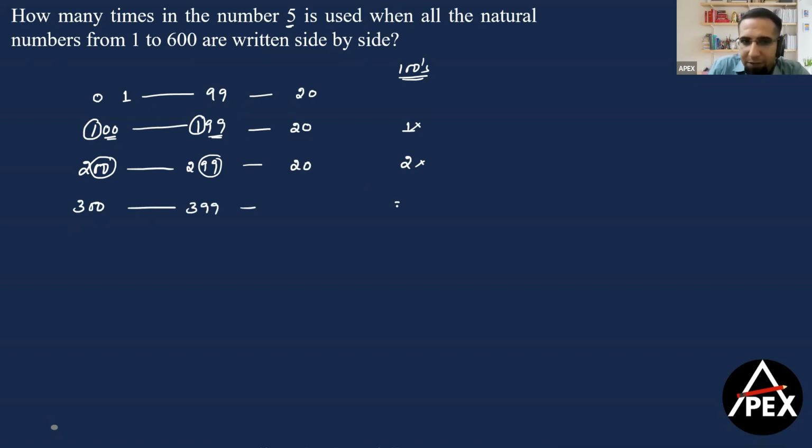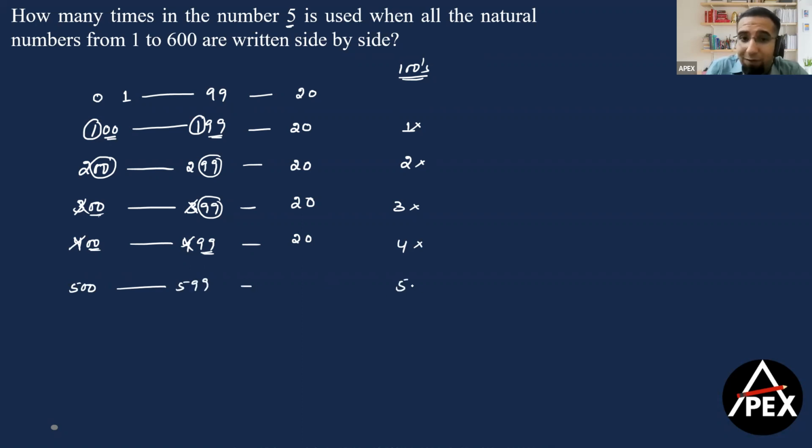What is in the hundreds place? The hundreds place has 3. Cancel all the 3s because 3 is not to be counted. If I ignore all the 3s, I'm again writing from 00 till 99, which means I have 20 fives. Similarly, 400 till 499. What is in the hundreds place? 4. Am I supposed to calculate 4? No. So cancel all the 4s. If I cancel all the 4s, from 00 to 99, how many 5s am I writing? I'm writing 20 fives. Now comes the most important point, from 500 till 599. What is in the hundreds place? 5. Am I supposed to count 5? Yes. Every number has a 5 in the hundreds place. Now, how many such numbers are there? 500 till 599, I have 100 such numbers.